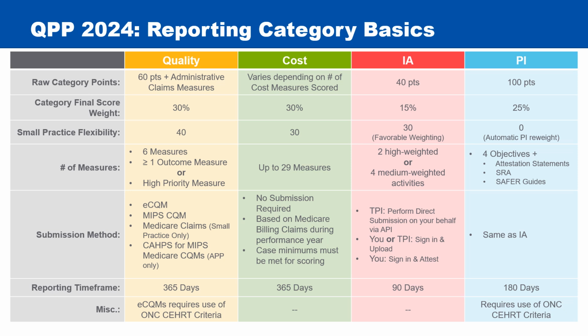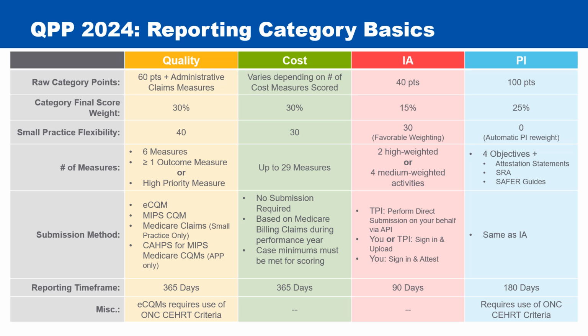A couple of category basics to keep in mind for quality. You have a total category raw points of 60 points, plus any administrative claims measure that triggers for your individual clinician or your practice. You are also going to be able to report 6 measures, at least one of which has to be an outcome or a high priority measure.